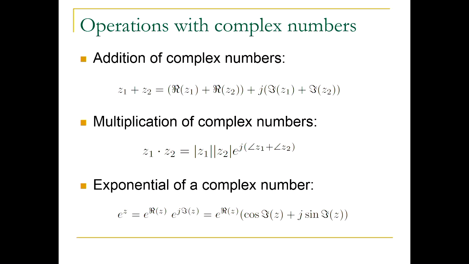Yeah, so R1 times R2 minus I1 I2. You can do that, right? But it's easier to do it in polar coordinates. So exponential of a complex number is given here.